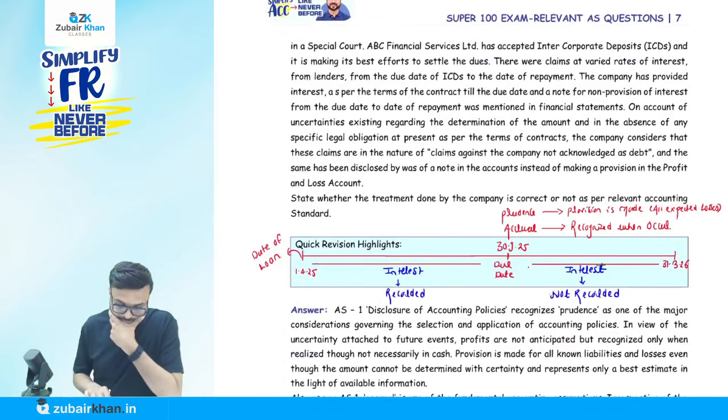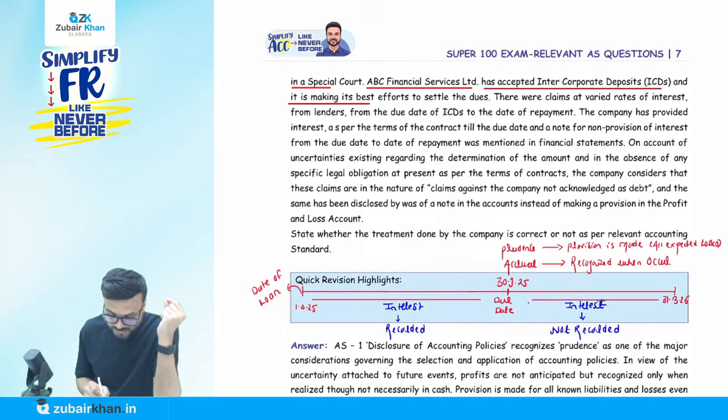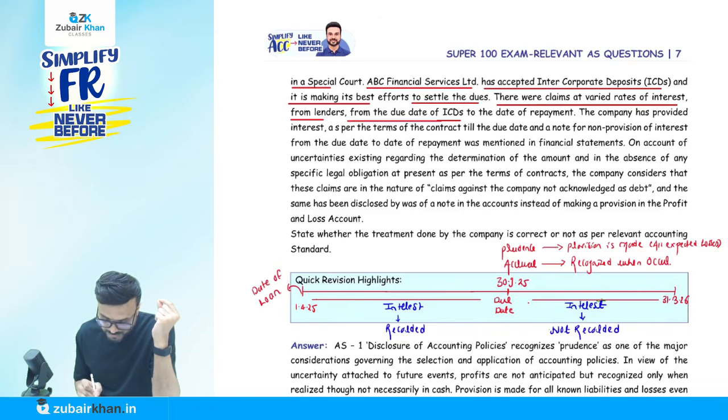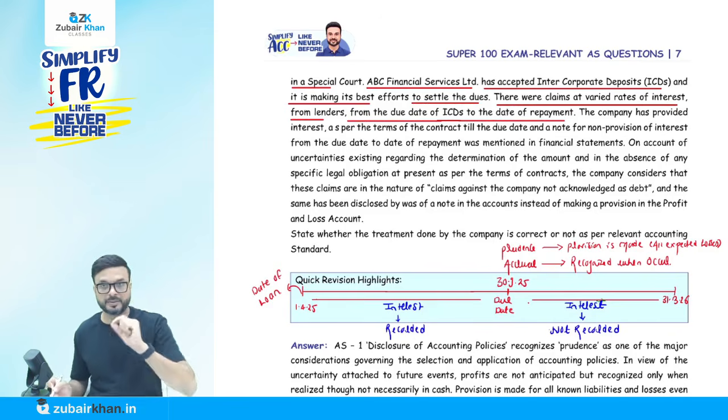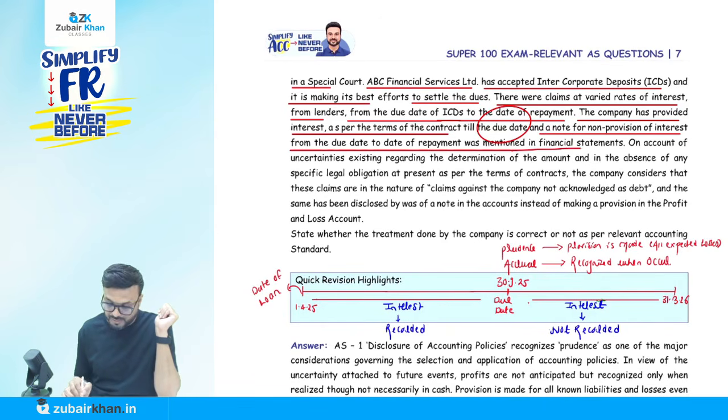Very important. In a special case, ABC Financial Services Limited has accepted inter-corporate deposits and is making its best efforts to settle the dues. There were claims at varied rates of interest from the lenders, from the due date of these inter-corporate deposits to the date of repayment. Now, please understand the question. Let me read it, then I will explain it. The company has provided interest as per the terms of the contract till the due date, and a note for non-provision of interest from the due date to the date of repayment was mentioned in the financial statements.